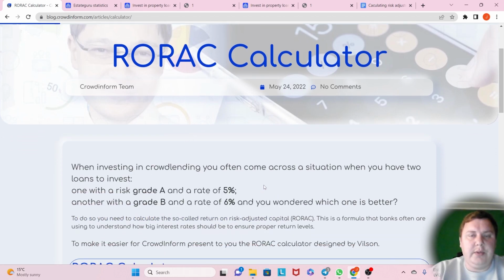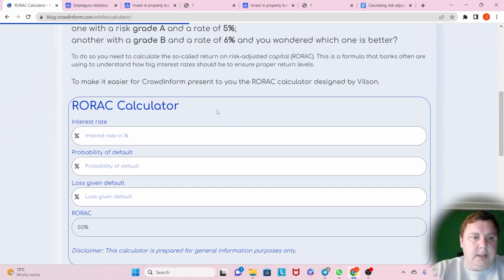A few days ago we posted on the crowdfunding Aurora calculator, which allows investors to compare different loans with different risk grades. It also allows investors to estimate the potential loss in case of default. So in this video we will be calculating the Aurora for the projects for EstateGuru. To do so we will need the following information.